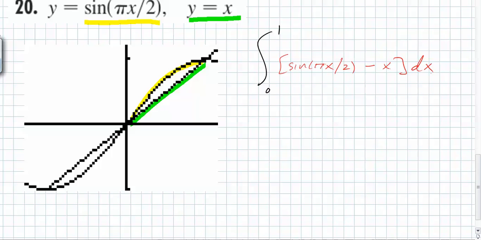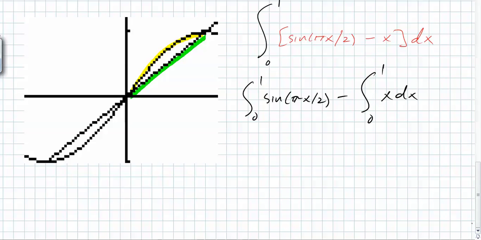What do you have to use? Just use u substitution. You don't really care about the negative x. You care about what's going on right here, correct? So before you do u substitution, you could rewrite it as the integral from 0 to 1 of sine of pi x divided by 2 minus the integral from 0 to 1 of x dx.